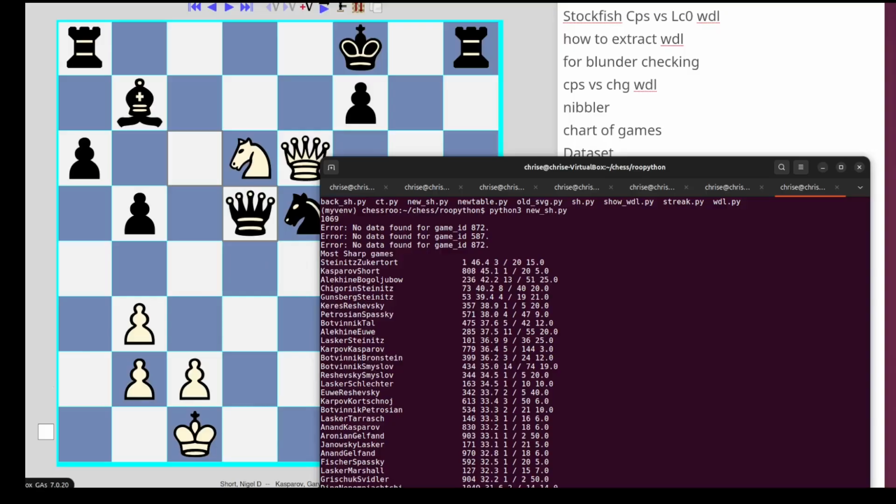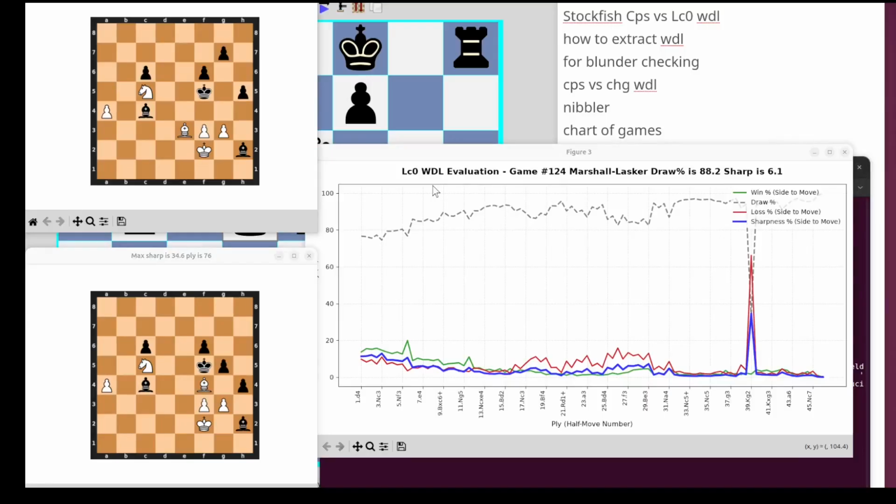There are 3 games to look at: games 1, 2, 4. Let's look at game 1, 2, 4. Okay, so this is Marshall Lasker, and you see the full chart there? That looks like a pretty boring game, doesn't it? Draw percentage 80, 90, not much chance of wins or losses. And you can see the type of positions we're looking at there.